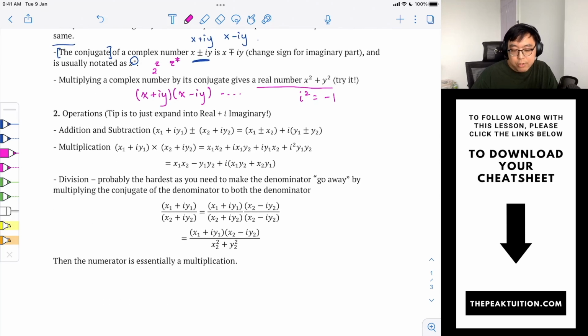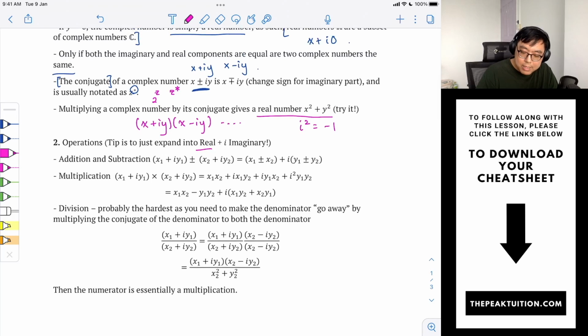So just like real numbers, we can do operations on complex numbers, and we begin with very basic ones like addition and subtraction. The tip for operating with complex numbers is to just expand into the Cartesian form, where you have the real plus i imaginary component. As an example, we can look at addition and subtraction. We have the first complex number plus or minus the second complex number. We can just add each of the components up.